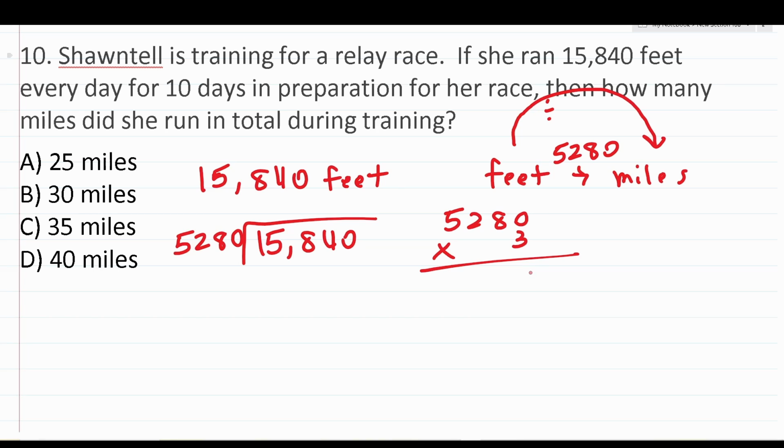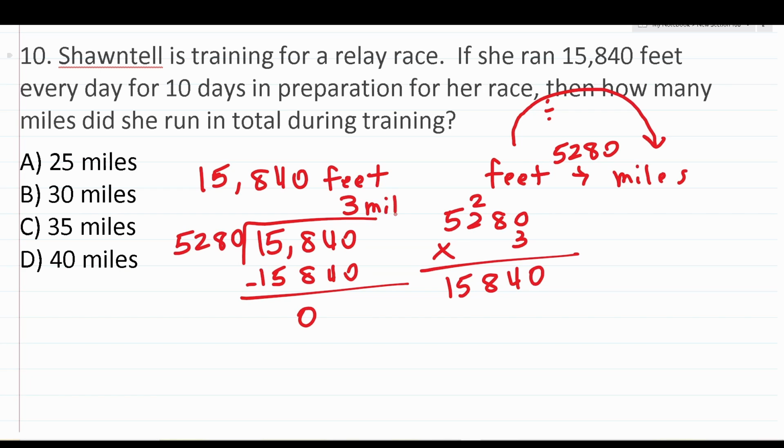3 times 0 is 0. 8 times 3 is 24. Bring down a 4, carry a 2. 2 times 3 is 6. Plus 2 is 8. And 5 times 3 is 15. So 5,280 times 3, as we can see, is exactly 15,840. 15,840 minus 15,840 is 0. So we know we're done. In other words, she ran 3 miles every day during training.